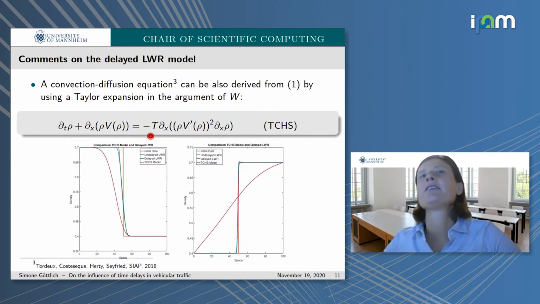We can see here this is a convection-diffusion type equation, where this T is something like a scaling of the right-hand side. And if we now compare these two approaches, again for the rarefaction and the shock wave, we see, especially on the right here, that due to the diffusion of this approach, the result is far away from the other two models, the undelayed and the delayed case.